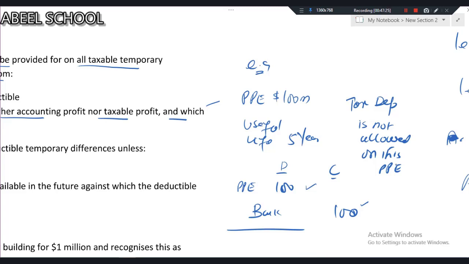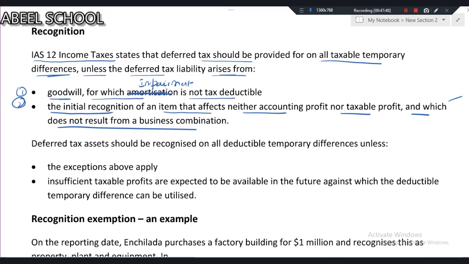How could it be eliminated? If there was a tax allowable depreciation. But tax people are saying we will not give you any tax depreciation on this property, plant and equipment. In that case, we will say we are not going to recognize any deferred tax on this particular asset because the difference will not be eliminated. That is the second point.